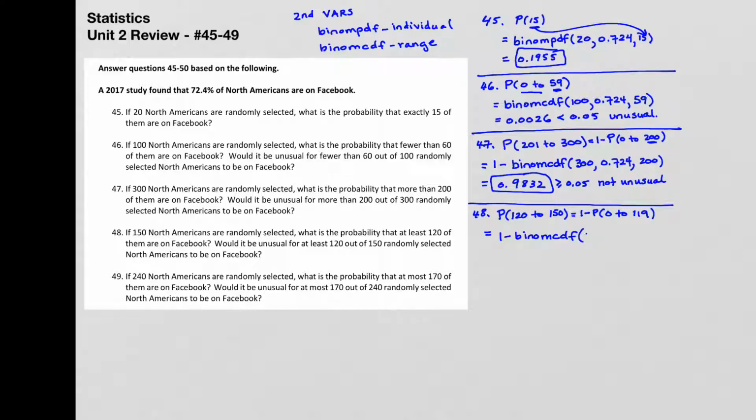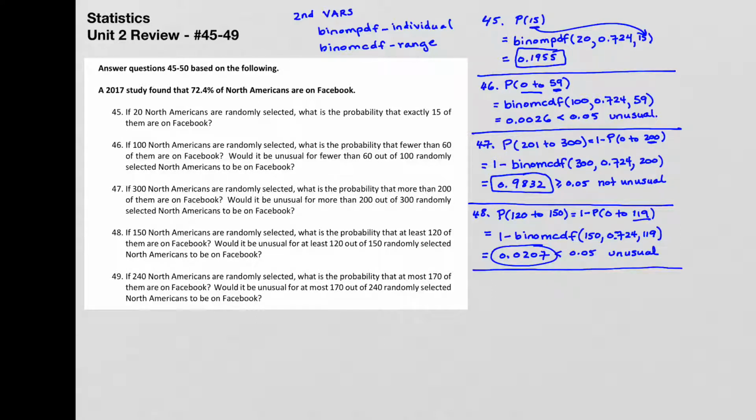So, our number of trials is 150. Probability of success is 0.724. And maximum number of successes, 119. And this comes out to 0.0207, which is less than 0.05. So I would say that would be unusual.